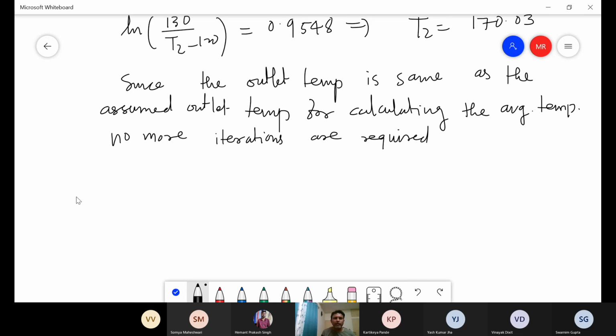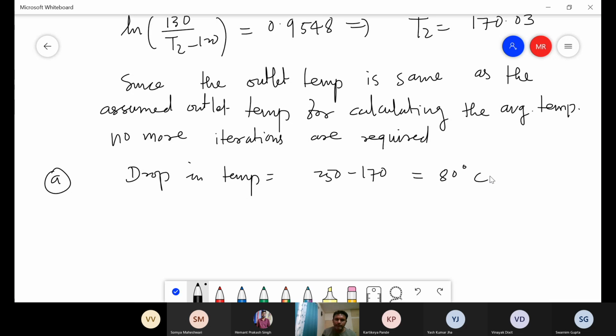So based on this, now we can find the answer of part A. Part A is the drop in temperature. That can be obtained as 250 minus 170 degrees Celsius. So the drop is 80 degrees Celsius.